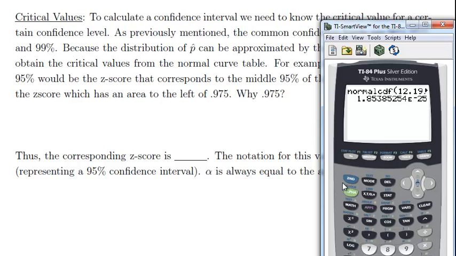I can go to inverse norm, and type in 0.975, and that gives me a value of 1.96. And that's our critical value when we calculate the confidence interval by hand.